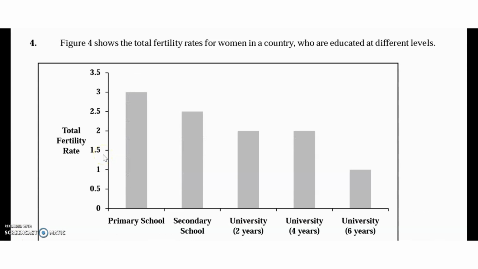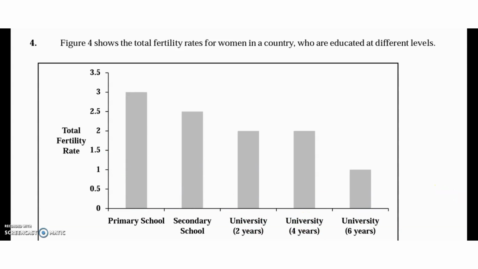Now, figure 4 shows the total fertility rates of women in a country who are educated at different levels. Now, students, pay attention to the graph. Take approximately 1 minute and look at this graph for me, please. You can pause the video if you have to. The total fertility rate is on the y-axis, and the education status of women is on the x-axis. We see primary, secondary, university for 2 years, 4 years, and 6 years in that order.